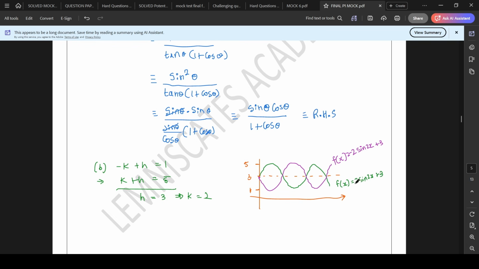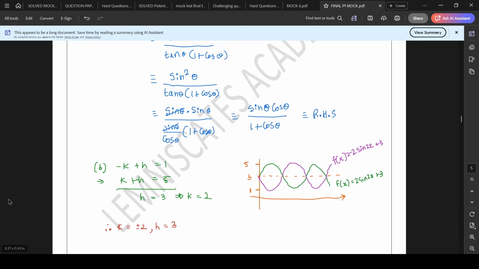If you look at both of the graphs, in both of them the minimum value is 1 and the maximum value is 5. And that is why there was a trick hidden in the question. Therefore, your values of k are plus or minus 2. And for h, it is 3. The middle value is 3 over here. So this will become your final answer.